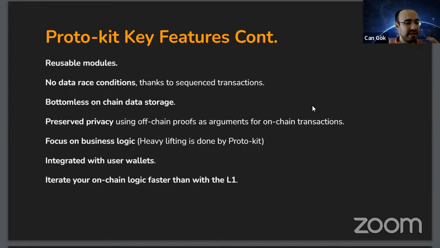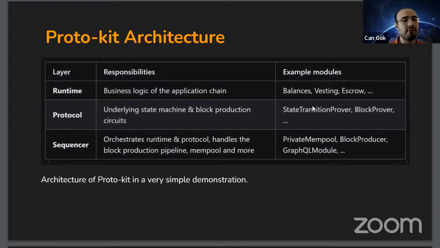Bottomless on-chain data storage is also supported, and privacy is preserved, as we stated in the description of Protokit. The main concept was privacy-preserving appchain development. And you only have to focus on business logic, as I stated in the slides. The heavy lifting is done by Protokit and it is integrated with user wallets that are supported in the Mina ecosystem, so you don't have to worry about it at all. And iterating your on-chain logic is faster than with the layer one. The layer one is Mina here. So your logic will be executed even faster than Mina, which is a mind-blowing thing.